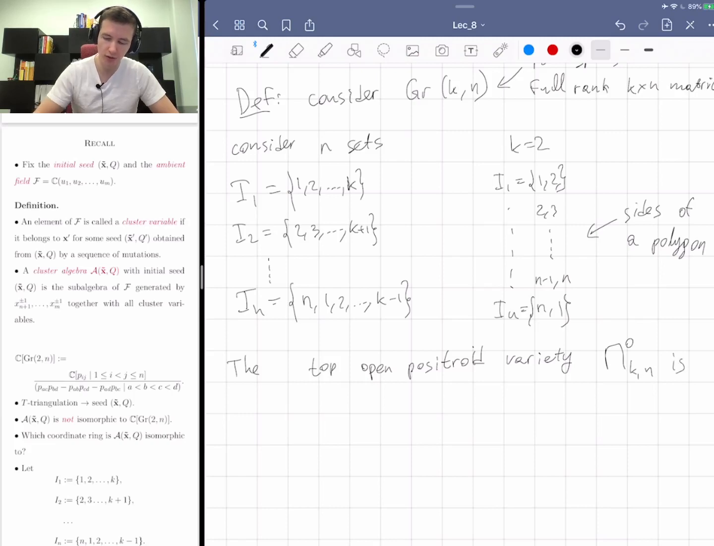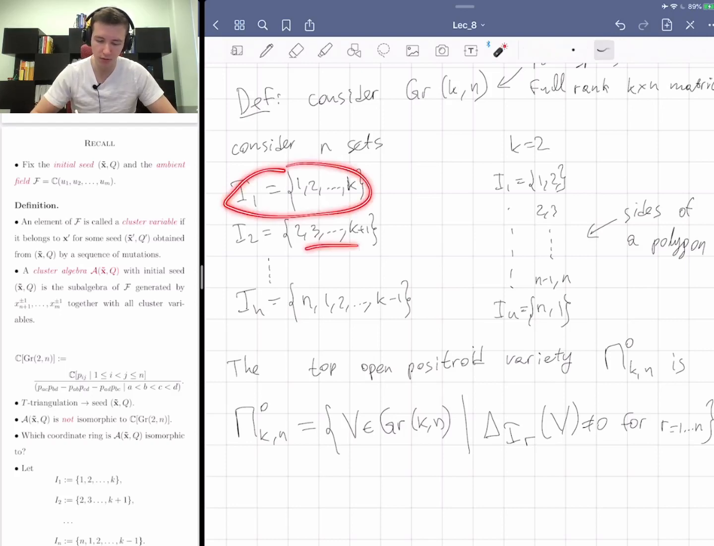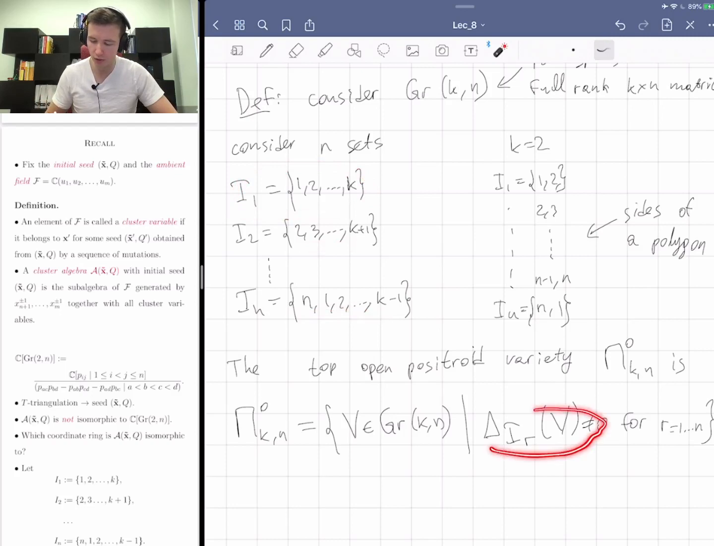It's basically you just take the Grassmannian and then you remove the set where at least one of these Plücker coordinates vanishes. So it's given by the set of all elements of the Grassmannian where delta I sub r of v is non-zero for all r from 1 up to n. So for all of these sets, I remove the corresponding Plücker coordinates are required to be non-zero.